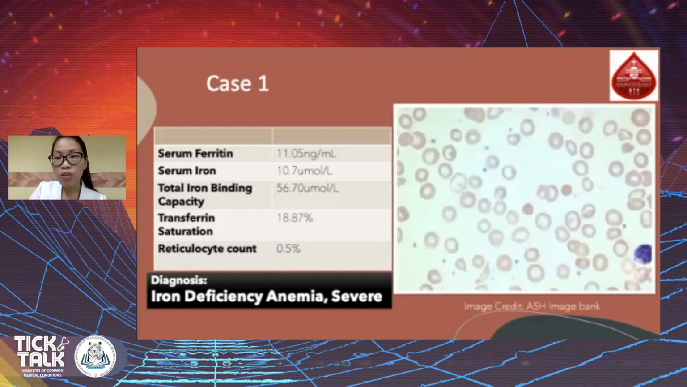This is a peripheral blood smear of a patient with iron deficiency anemia. A normal lymphocyte for comparison purposes is seen at the edge of the smear. Significant hypochromia and microcytosis, as well as moderate variation in size and shape of the red cells, or anisopoikilocytosis, is also evident. So most likely IDA, severe, due to blood loss.